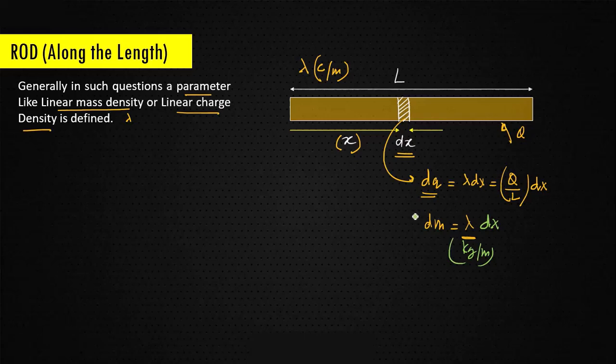In all of these situations, I have to consider this element, so the elemental mass or elemental charge you have to define. For that the lambda parameter has to be defined. Lambda may be constant, may be variable. If it is variable, that variation should be given in terms of the x parameter. Depending on that, I take this element and then go for the calculation, whether it is the field calculation or the moment of inertia calculation. Different types of calculations are there where I can apply this concept.